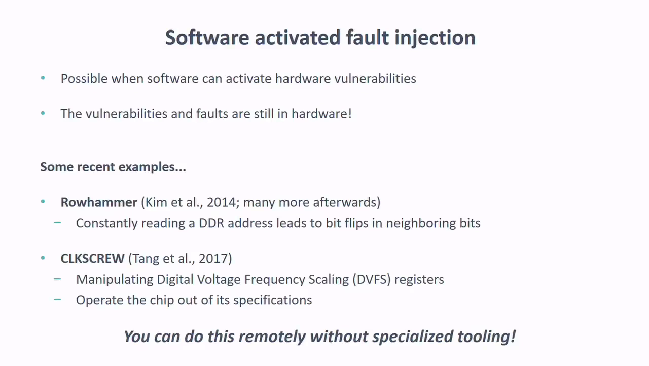And please note, even though these vulnerabilities are triggered and driven by software, they're still happening inside the hardware of the chip. Some recent examples where this was the case is, for example, Rowhammer, and most of you are probably familiar with this, where it was possible to flip bits in the DRAM chip by reading out a neighboring memory address. And the point here is that the fault injection vulnerability is actually in the DRAM chip, but triggered by software.